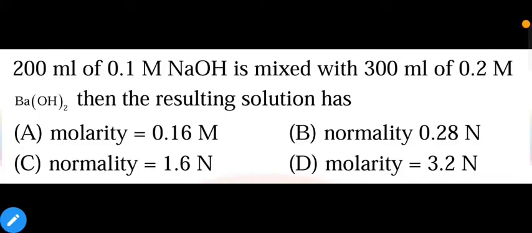As we can see in our options, we have both of them: molarity 0.16 molar and normality 0.28 normal. So both of them are available, so both of these options will be correct. So you have to choose both of them.